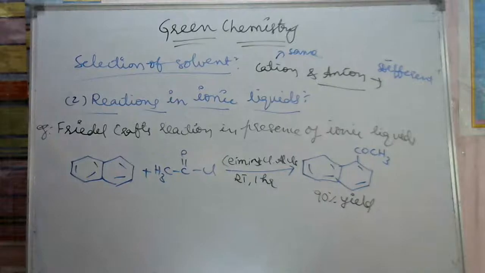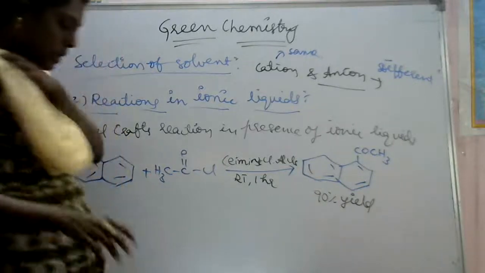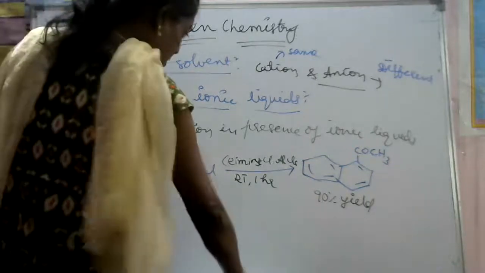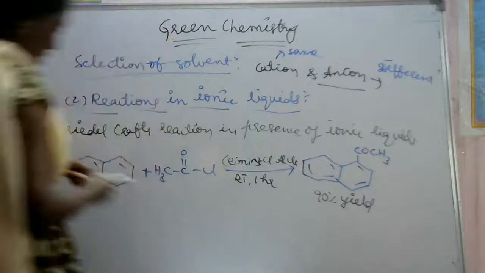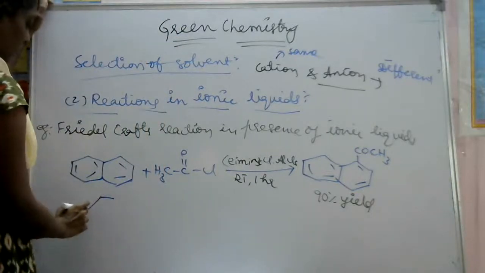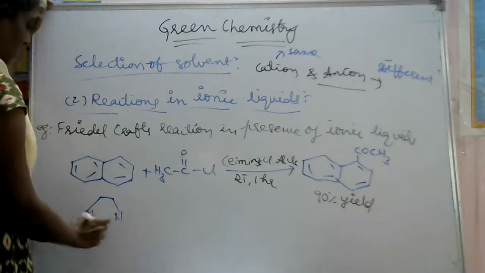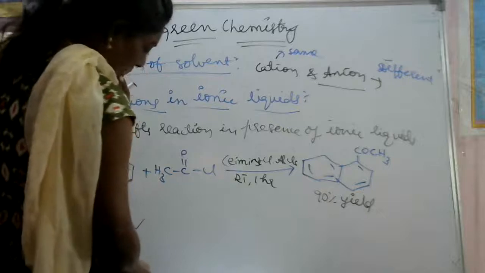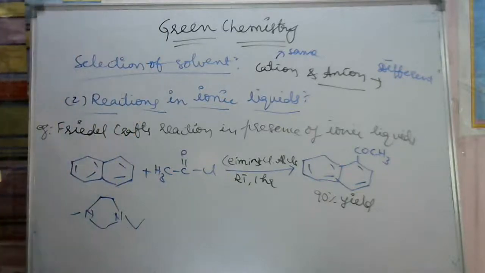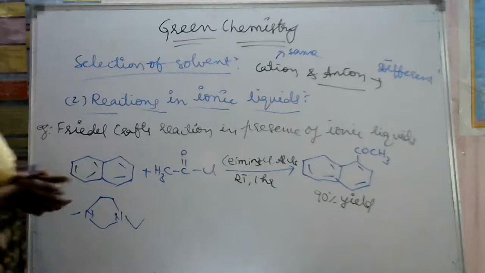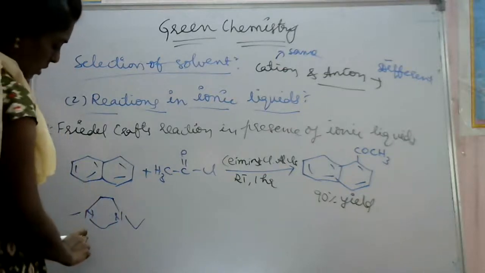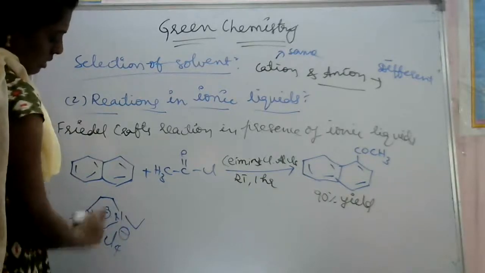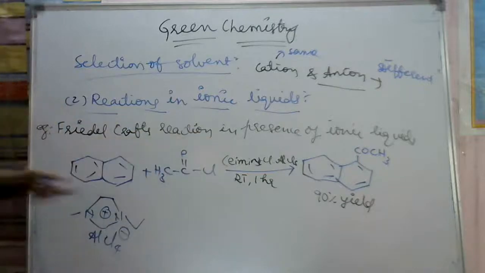What ionic liquid are we using? 1-methyl 3-ethyl imidazolium chloroaluminate. We are using this one as the ionic liquid.